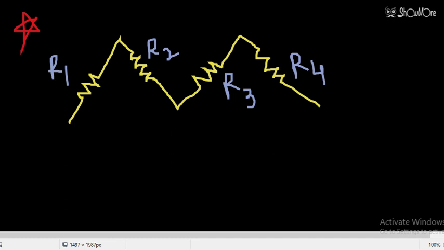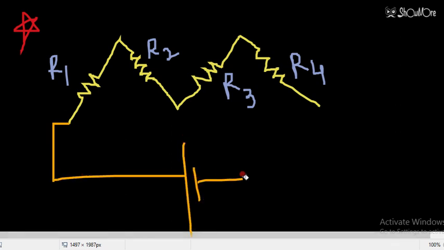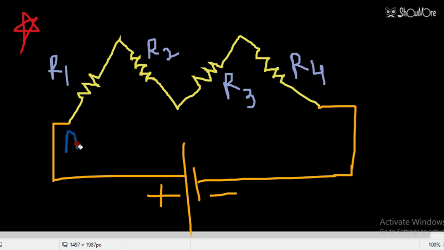The best method is to connect the battery across two terminals. So let's connect a battery here. This is the positive terminal, this is the negative terminal. The best method is to connect a battery across the two terminals where you have to find the resistance. This is point A, this is point B. We have to find the resistance between points A and B. So we connect a battery across the terminals A and B.